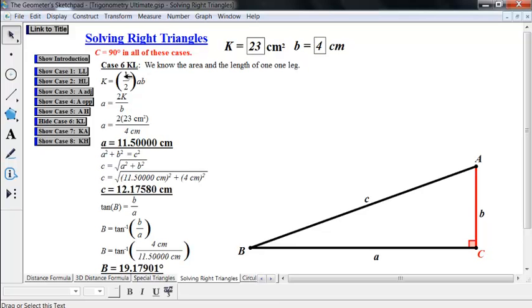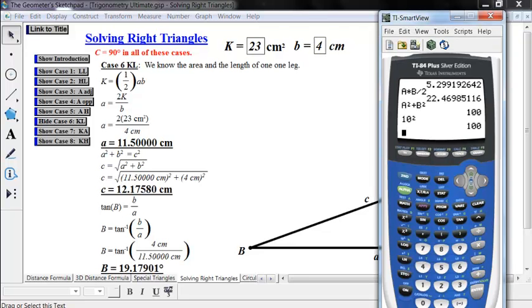Now, the area, K, is 1/2 a times b. And solving this for A, we multiply both sides by 2 and divide both sides by B, and we get A equals 2K over B. So, plugging in our area of 23 square centimeters and 4 centimeters here, notice square centimeters cancels down to centimeters, and so we get 2 times 23 divided by 4 is 11.5.